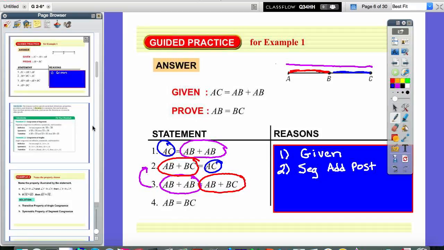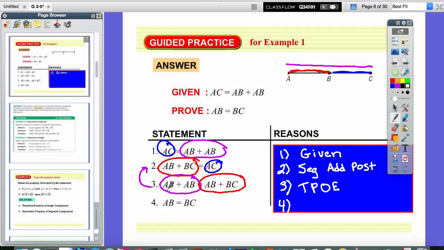I have a way to represent that AC, AB plus AB, and AB plus BC are all equal to each other from the steps above. Since they're all interrelated, it's like a giant law of syllogism. And when I use this law of syllogism, that is the transitive property of equality.